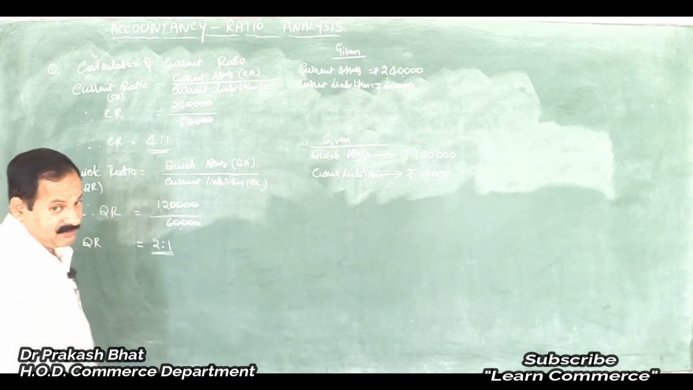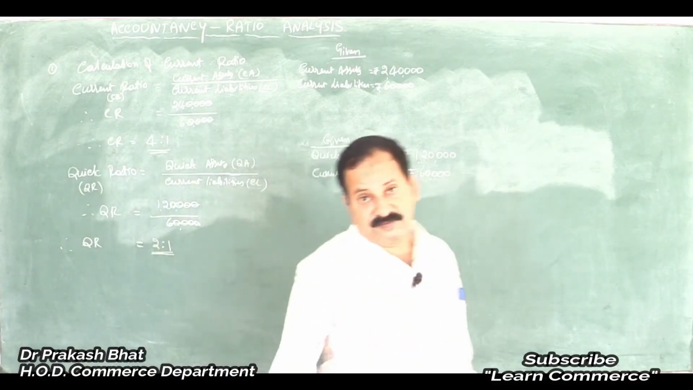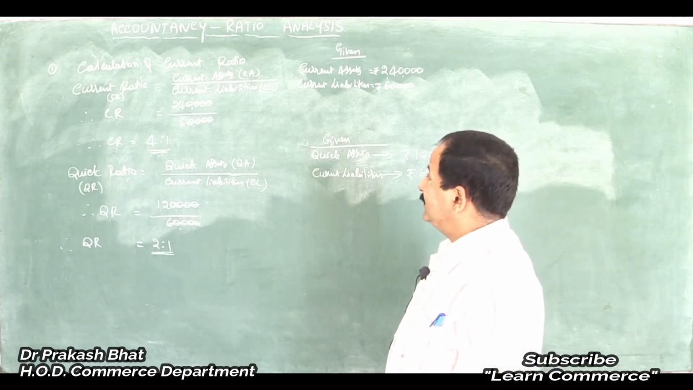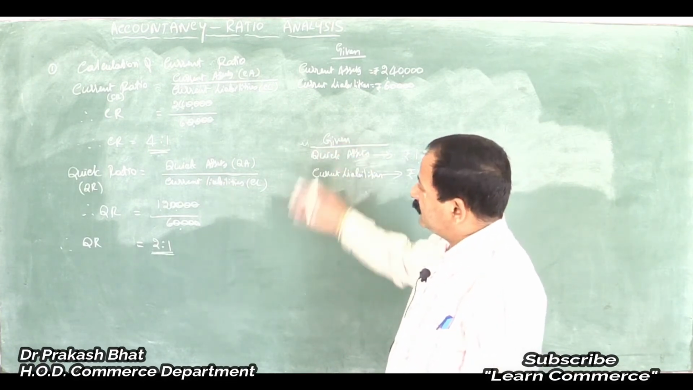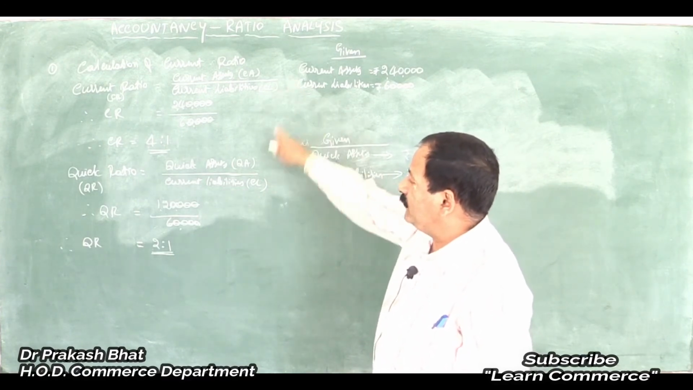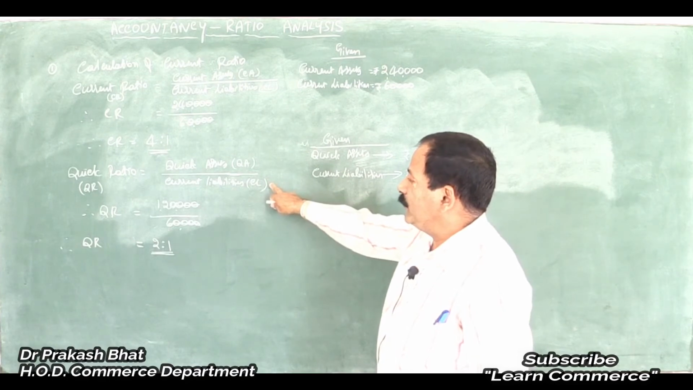You will lose 1 mark again. Be careful about this. So this is how you have to solve a problem whenever the ratio problems are given. Very simple. Done. 6 marks you will get. 3 marks for this, 3 marks for this. And 1 mark each for formula here.